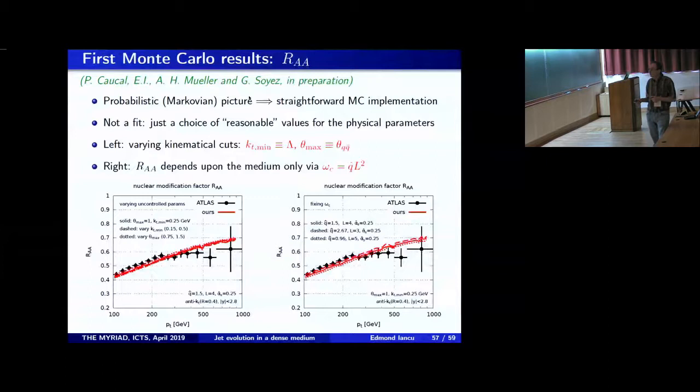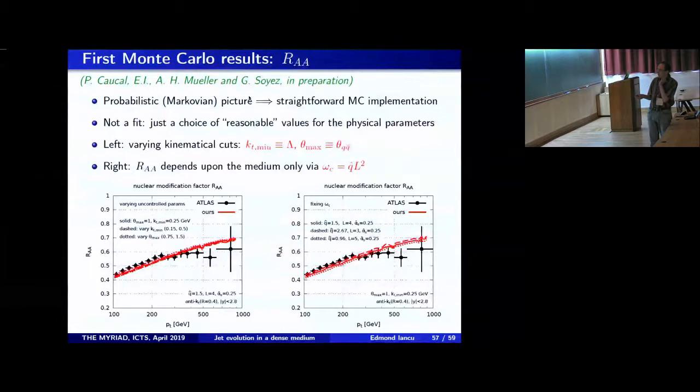In this particular plot here, we have varied the kinematical cuts, which are pretty arbitrary. What is the value of lambda QCD and what's the maximum angle of the jet? By varying these kinematical cuts in relatively large windows, from 0.15 to 0.5 for lambda QCD in the jet, and from 0.75 to 1.5 for theta maximum, we see that our results are very robust. So in that sense, these kinematical cuts don't change much in the result.